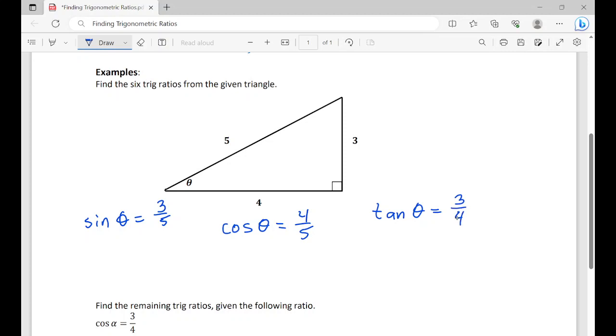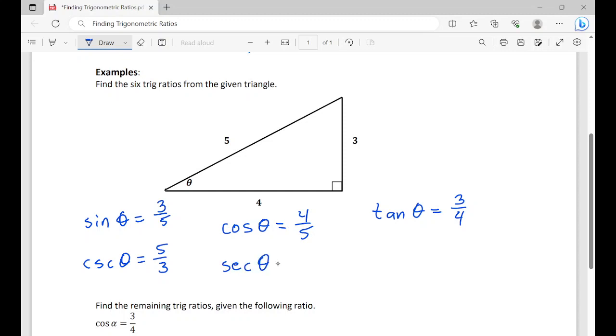And that's tangent. Now we've got to find the reciprocal of each one. And once we have these 3, the reciprocals are fairly easy. Cosecant theta is just the reciprocal of sine, so it's going to be 5/3.